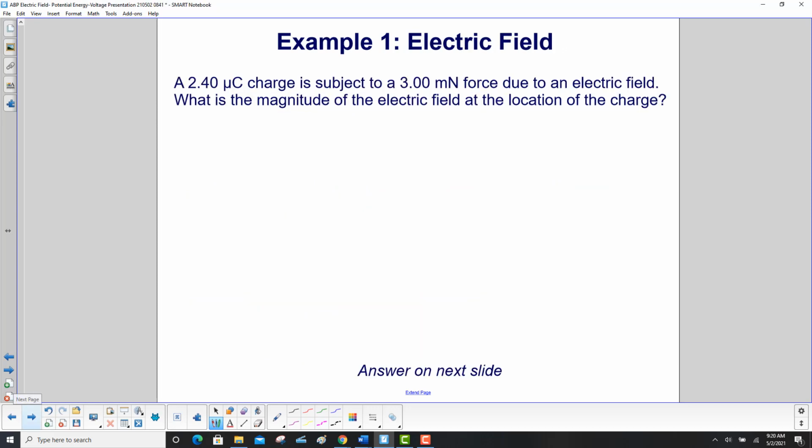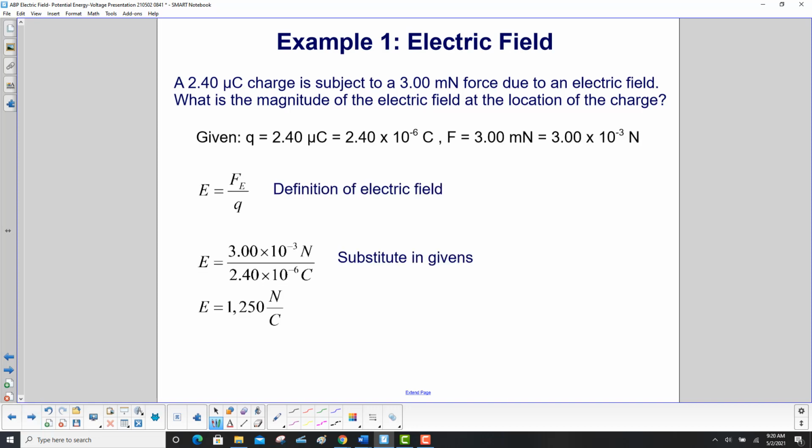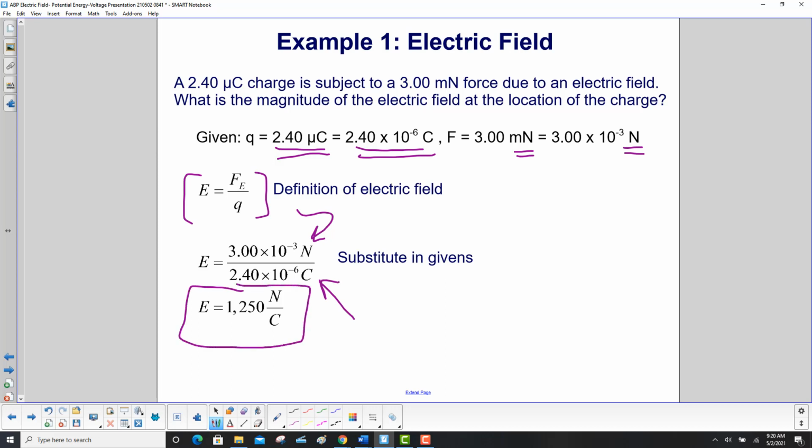A 2.40 microcoulomb charge is subject to a 3.00 millinewton force due to an electric field. What is the magnitude of the electric field at the location of the charge? We start with our givens, and the key thing in the beginning is to convert to coulombs. 1 microcoulomb is 10 to the minus 6 coulombs. And also convert millinewtons to newtons. 1 millinewton is 10 to the minus 3 newton. We use our definition of the electric field, we have our force and our charge, we substitute in the givens, and we get an electric field strength of 1,250 newtons per coulomb.